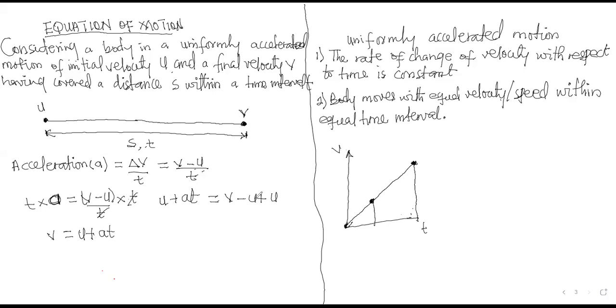This part goes to 0 because U minus U. So we have V is equal to U plus AT. Ladies and gentlemen, this is the first equation of motion.